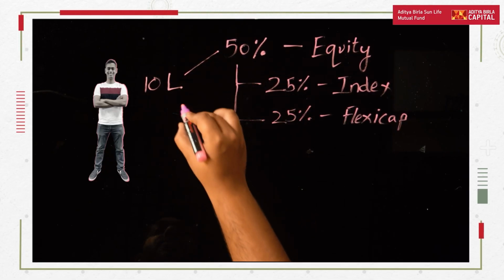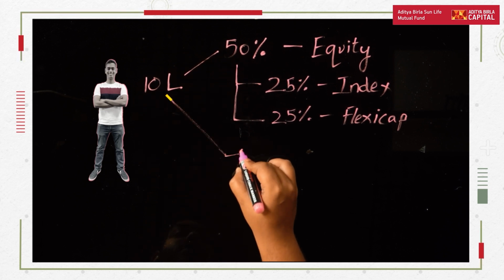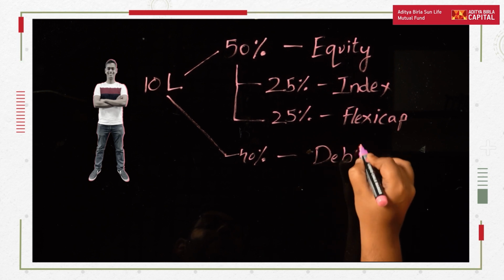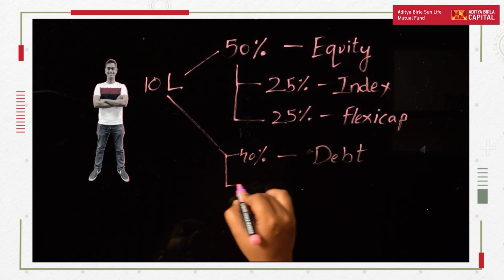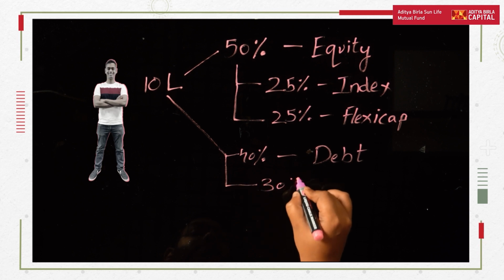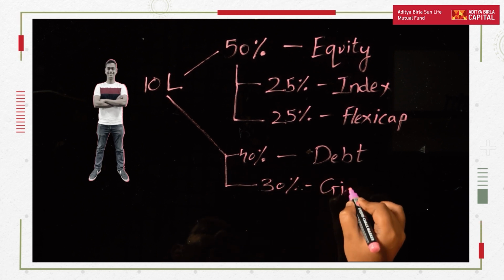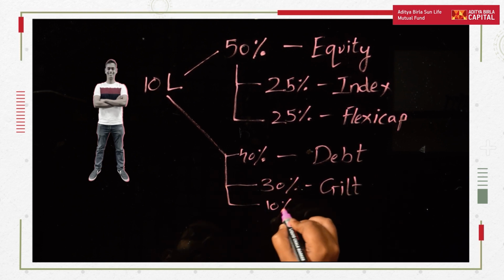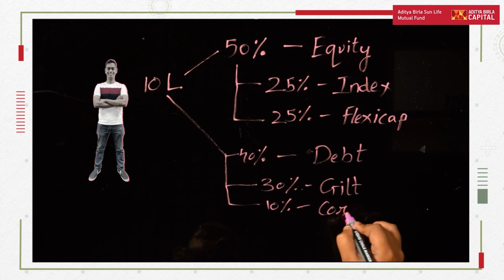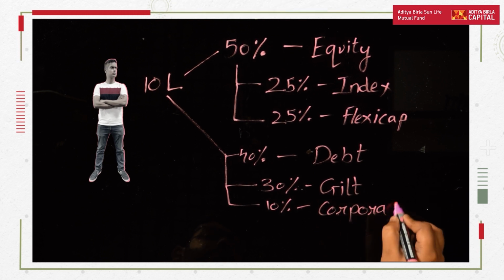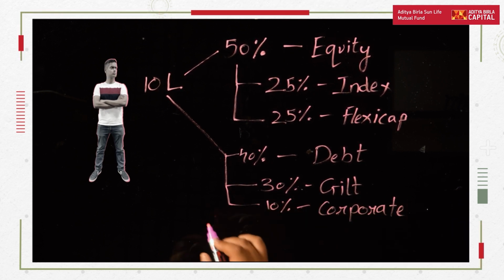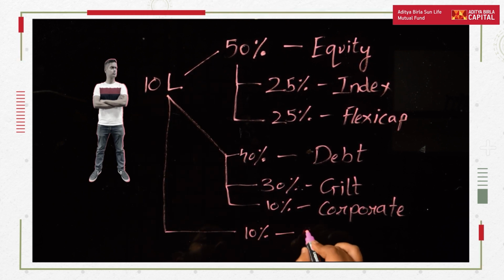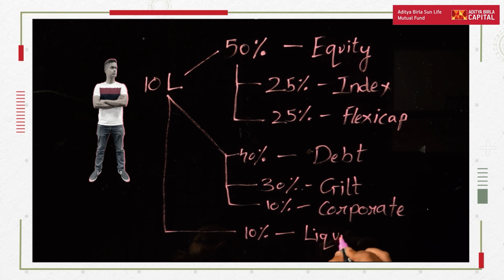Now with the remaining amount, he wants to invest 40% into debt funds. And here he primarily invests 30% of his amount into a gilt fund which invests in government securities, and the remaining 10% in corporate bonds. And finally, the remaining 10% is kept as cash by investing into liquid funds.